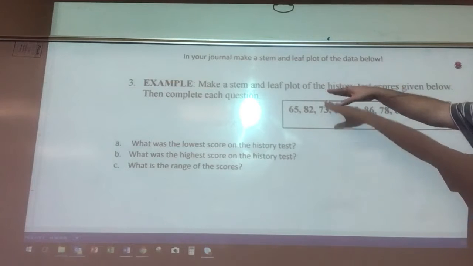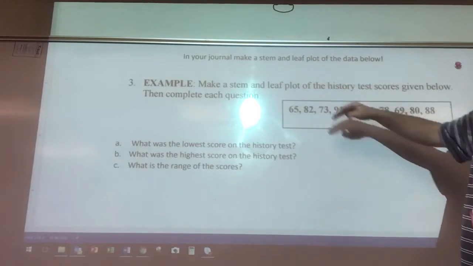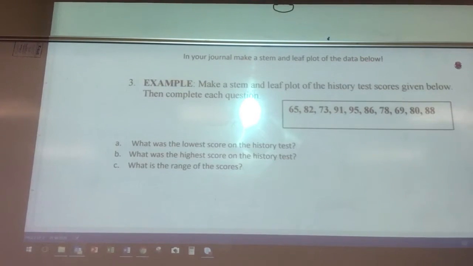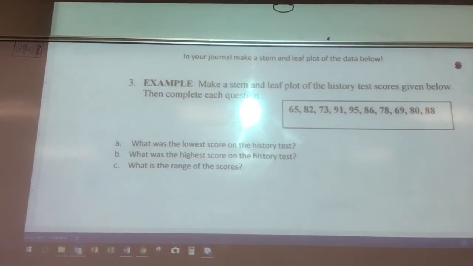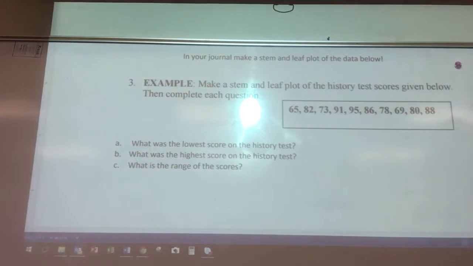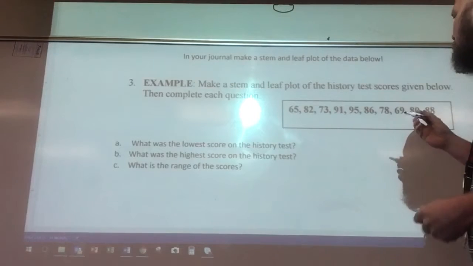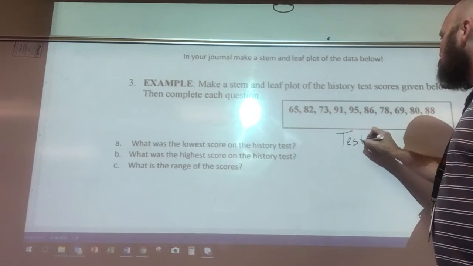Okay? So first it says, in your journal, make a stem and leaf plot of the history test scores given below, then complete each question. Okay, first of all, a stem and leaf plot must have a title, so we know what information is going to be on here. So the title might be something like test scores.